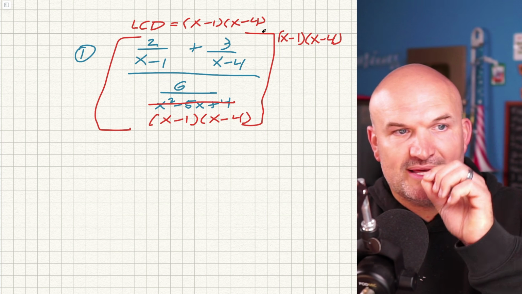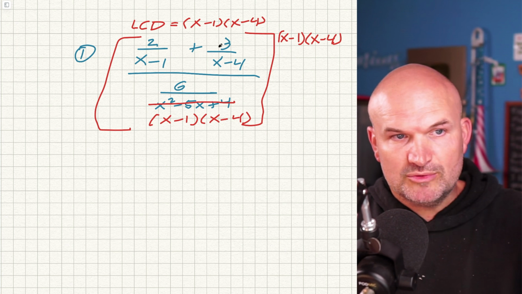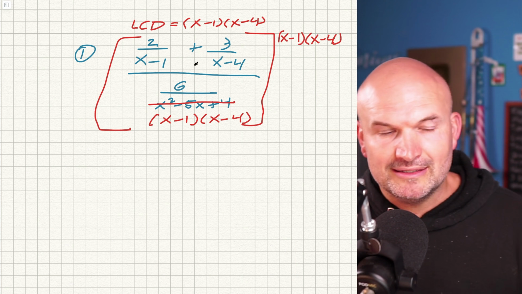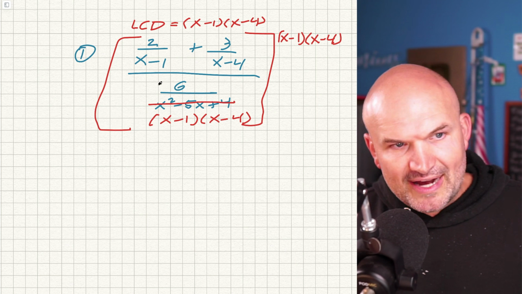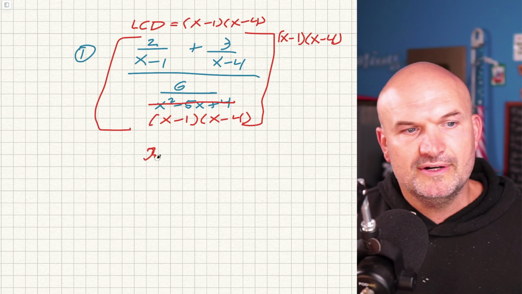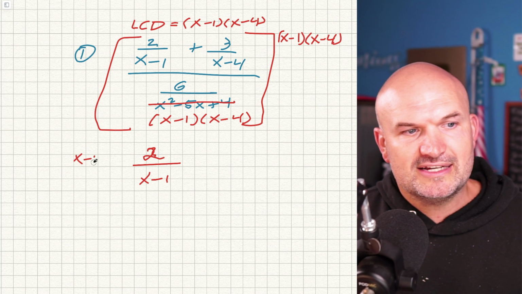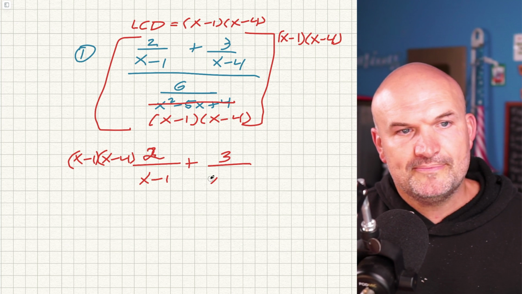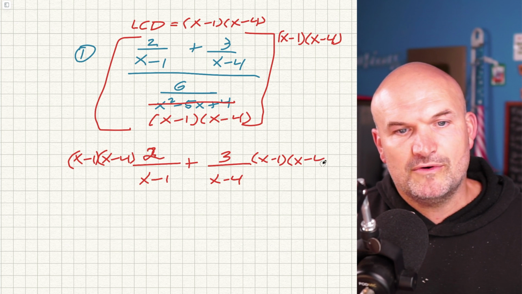All right, but I'm going to multiply this expression, multiply it by this expression, as well as multiply it by this denominator. Now, when I do that, actually, you know what, for this first one, let's go ahead and write it out. So what I'll have here is a 2 over x minus 1, and then we're going to have x minus 1 times x minus 4. And that's going to be plus, and then I'll have a 3 over x minus 4, and then again, x minus 1 times x minus 4.